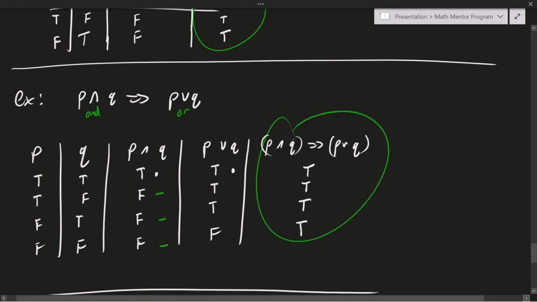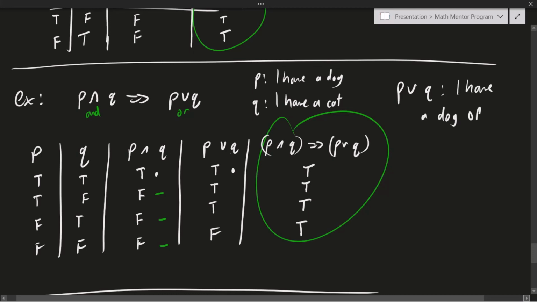And if you think about it, this makes a lot of sense. Let's say P is the statement, I have a dog. And let's say Q is the statement, I have a cat. Right? Then what is P or Q saying? Well, P or Q is saying, I have a dog or a cat. And this is obviously true when I have both, a dog and a cat, right? If I have both a dog and a cat, then I obviously have a dog or a cat.